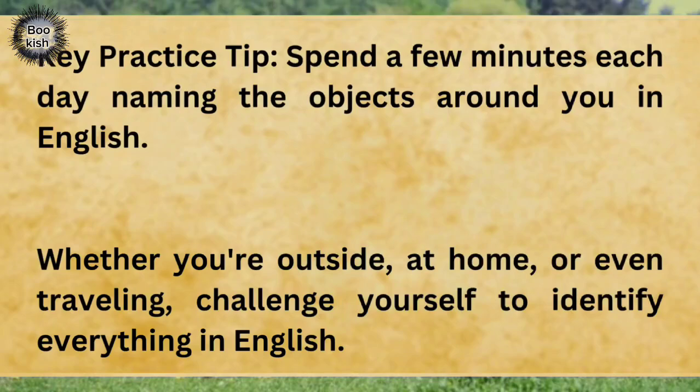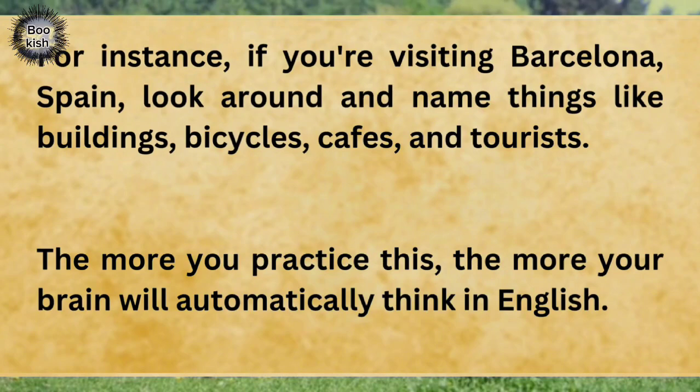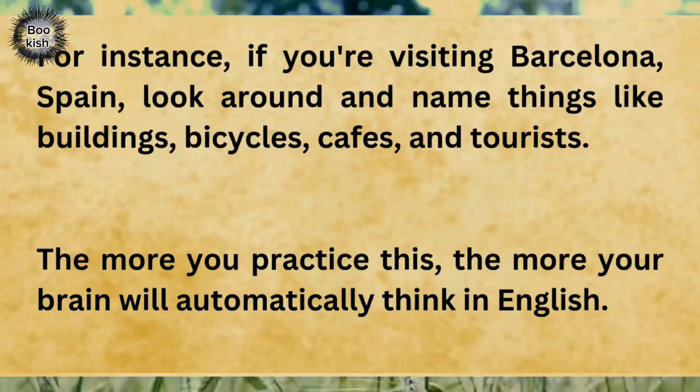Key practice tip: spend a few minutes each day naming the objects around you in English. Whether you're outside, at home, or even traveling, challenge yourself to identify everything in English. For instance, if you're visiting Barcelona, Spain, look around and name things like buildings, bicycles, cafes, and tourists. The more you practice this, the more your brain will automatically think in English.